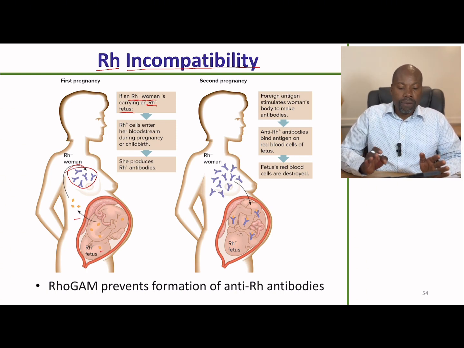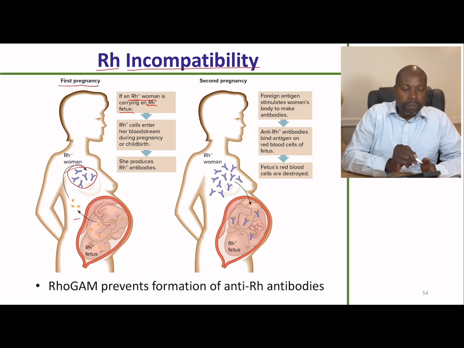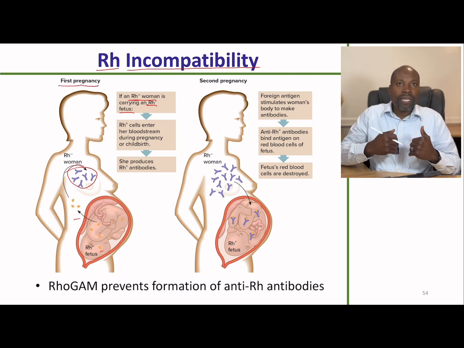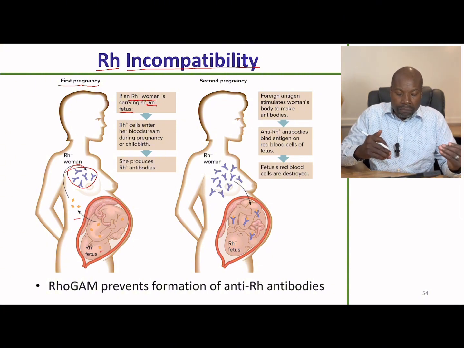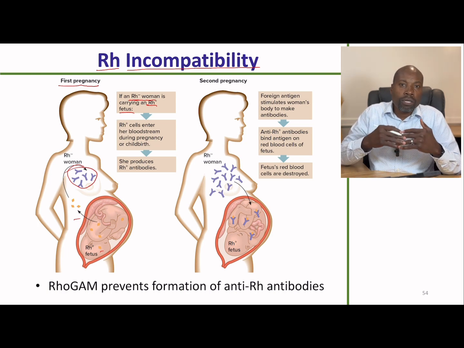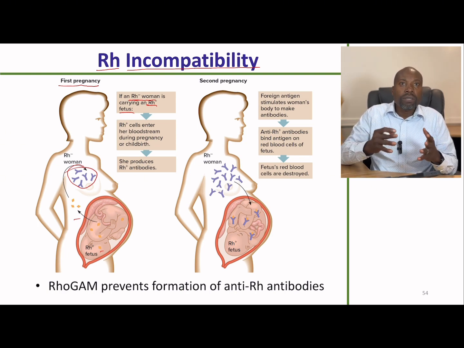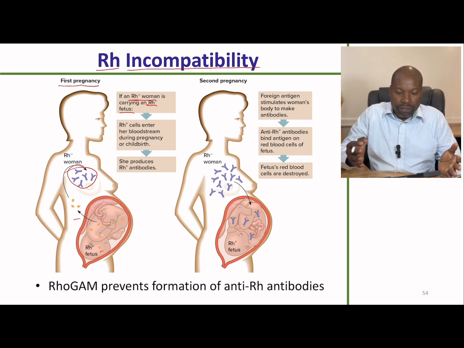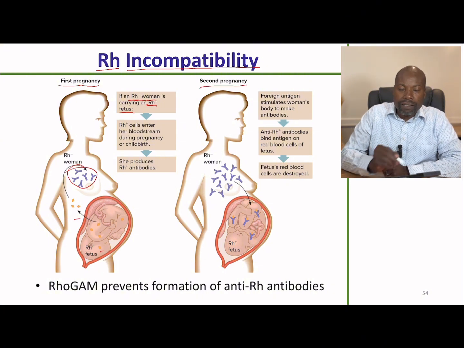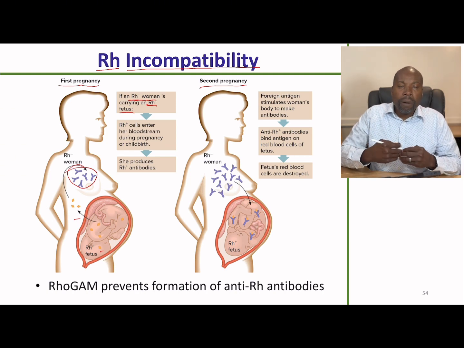Now, here is the thing. During the first pregnancy, when a lady is carrying a rhesus positive child while the lady is rhesus negative, that child is going to come to life, be born without much complications. However, the problem occurs during a second pregnancy. Why? Because during the first pregnancy, sometime before birth or at birth, mom is going to become aware of the presence of the rhesus factor.